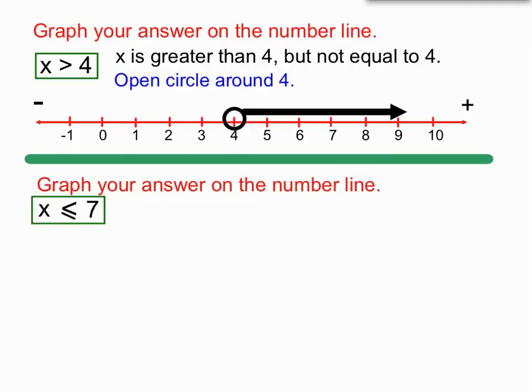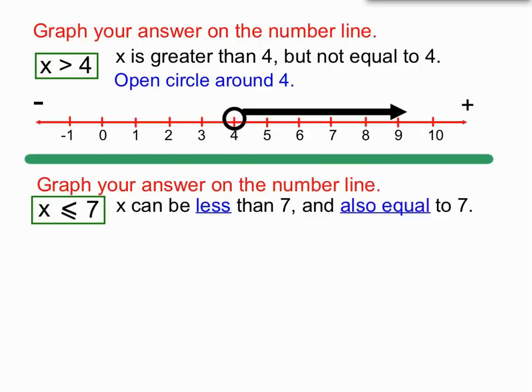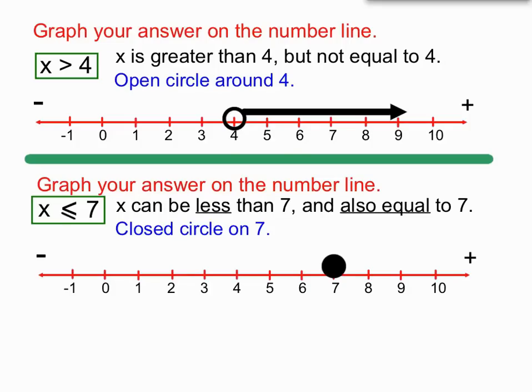Slightly different example now. We have x is less than or equal to 7. Notice there's an extra line underneath the inequality sign there, indicating that equal to 7 is a solution to this one. So x can be less than 7, but it can also be equal to 7 in this case. Now we treat this a little differently by representing this on the number line with a closed circle. And you can see that by a filled in black dot on the 7.